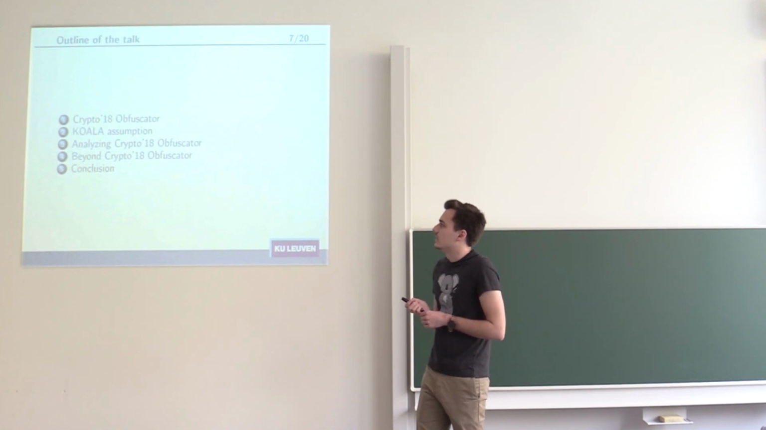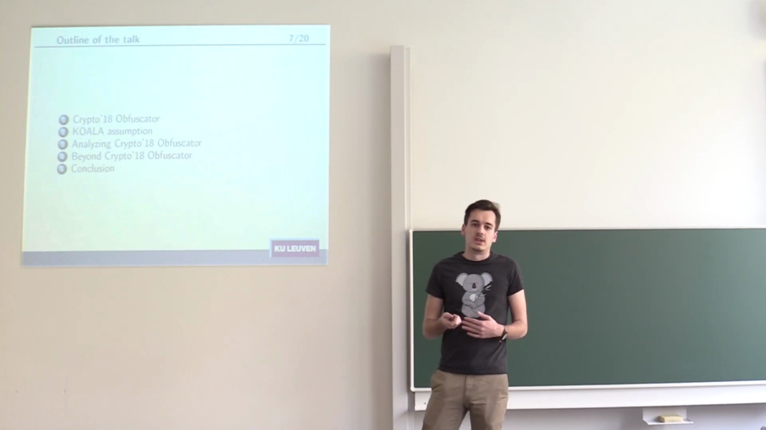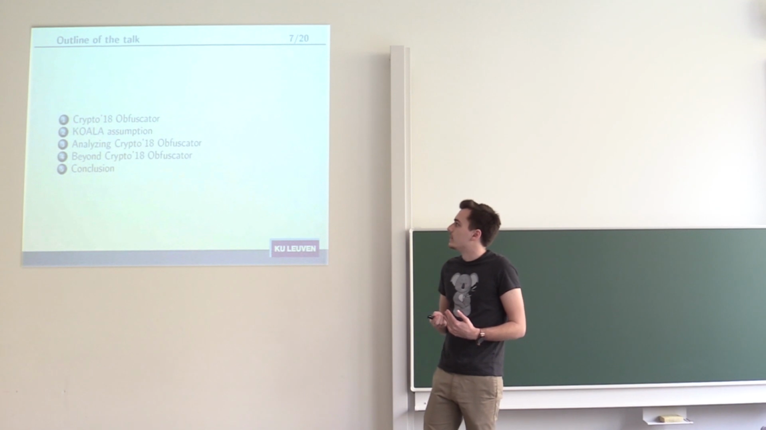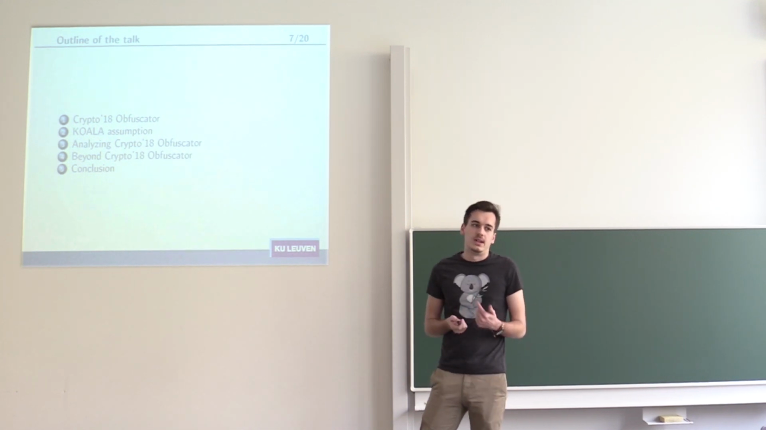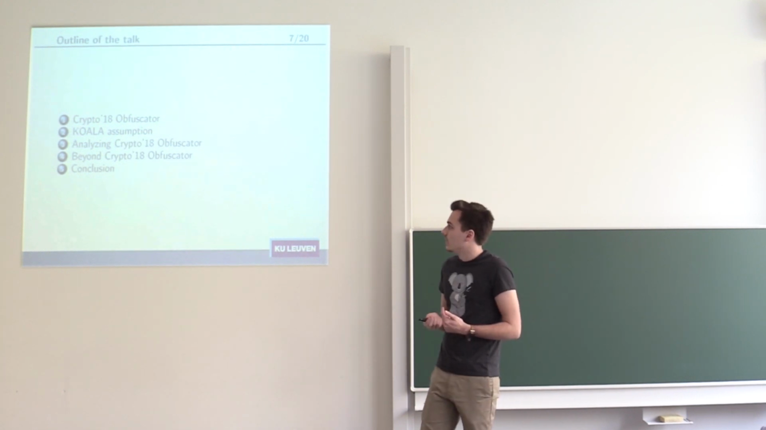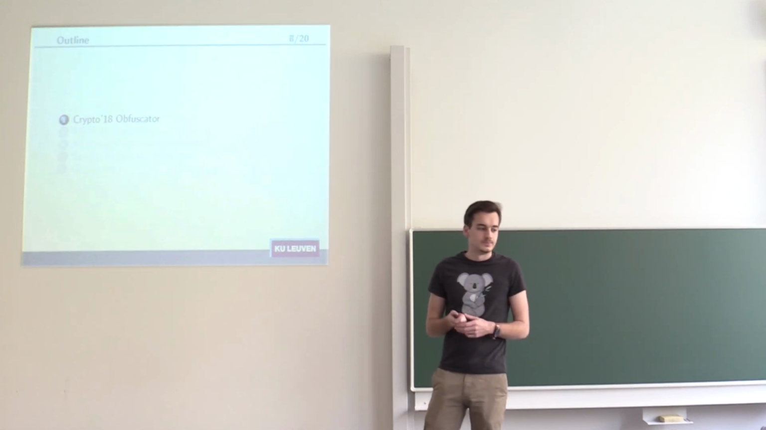Okay, so this is what the talk will look like. First, I'll explain what this obfuscator does, how it works. Then I'll introduce our new assumption, and I'll give a brief overview of our analysis of the scheme. Then we try to improve it, and then I'll end with a conclusion.